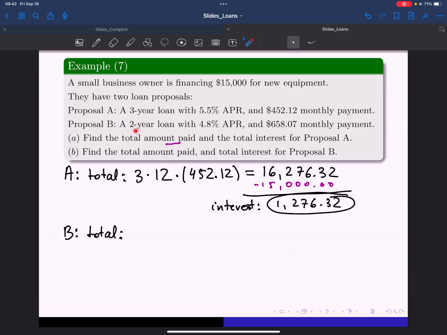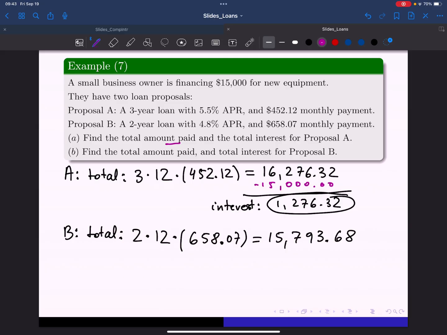For part B, the total amount, how many years? We have 2 years, so we're going to have 2 times how many times per year, monthly, so 12, times the monthly payment, 658.07, and that gives us 15,793 and 68 cents. And if we subtract the original amount, 15,000, the interest is only 793 and 68 cents.